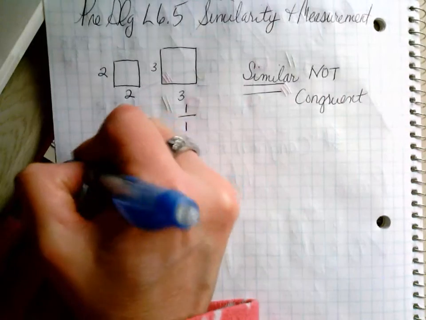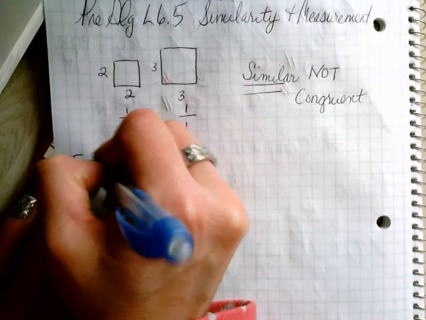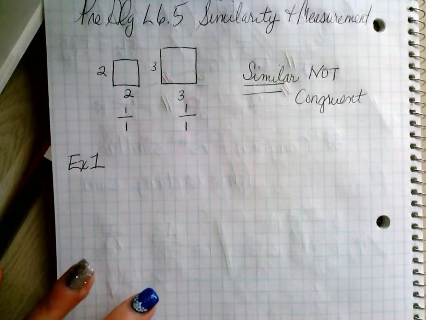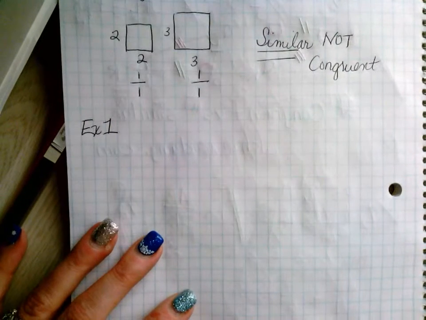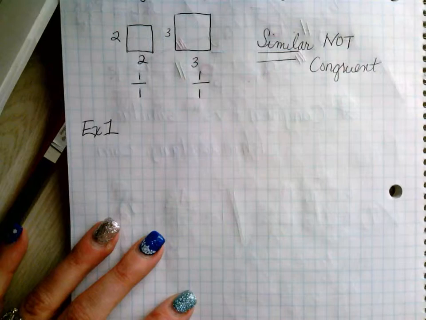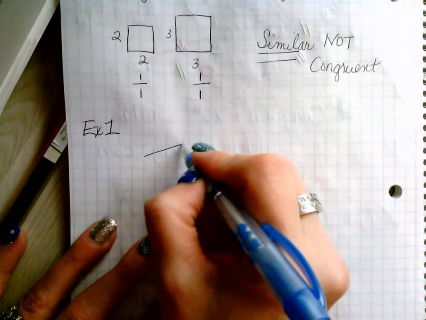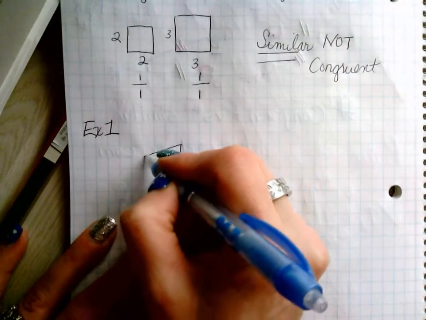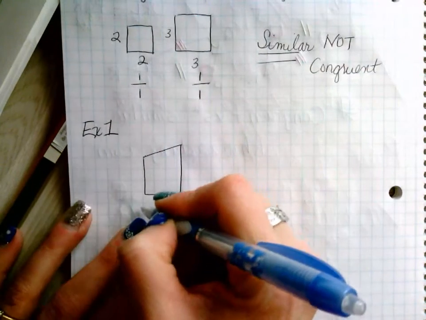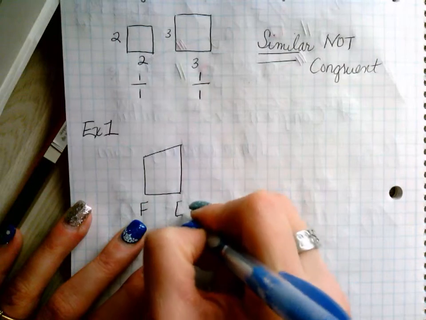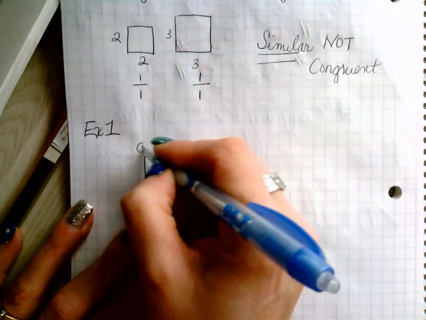Example 1 has you using the fact that two shapes are similar to obtain a measurement. So I'm going to sketch what they have. Certainly not an expert at it, but we're going to give it our best shot. F, E, G, H.